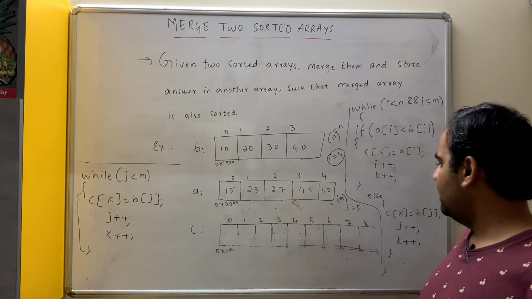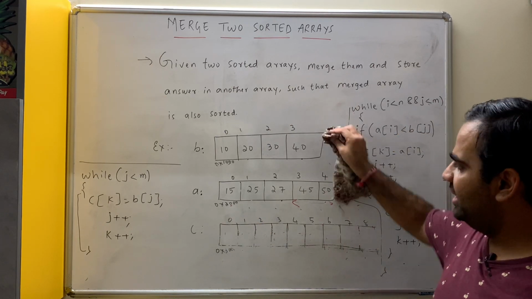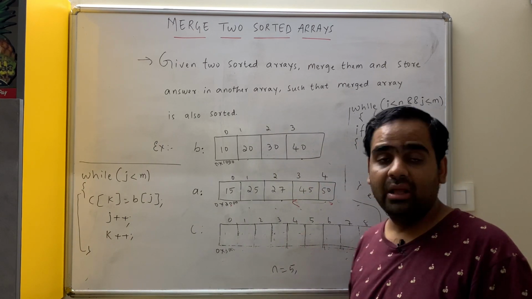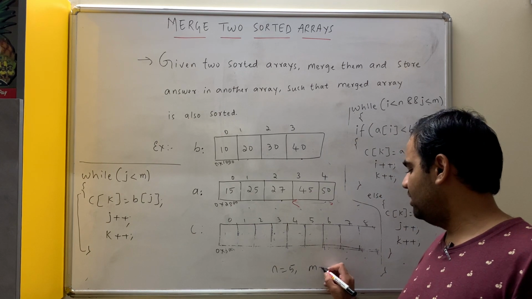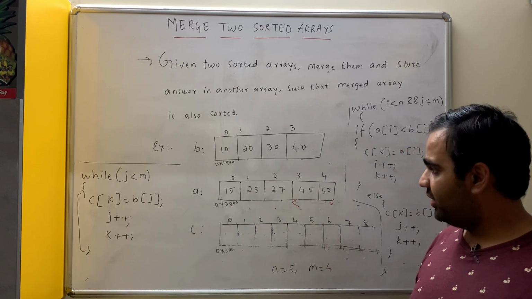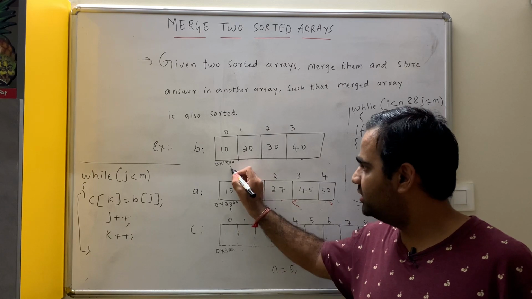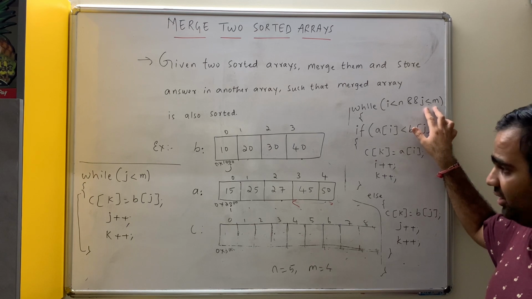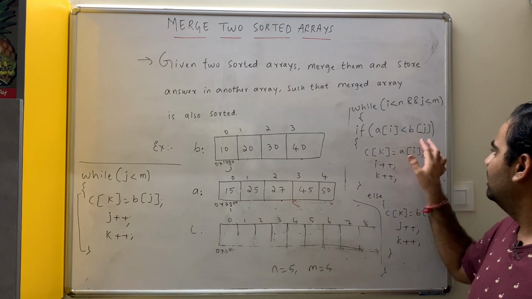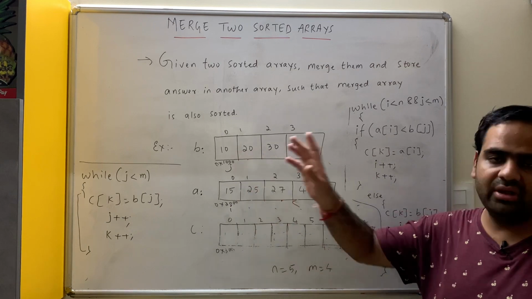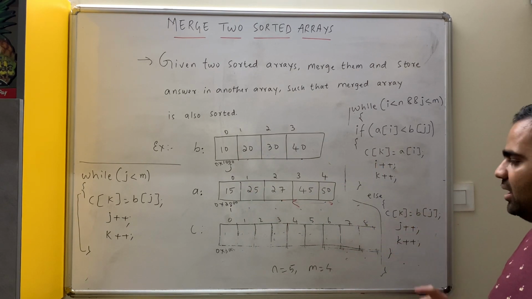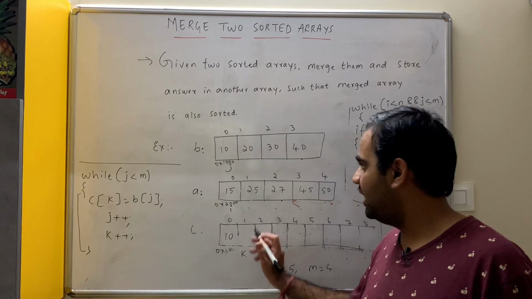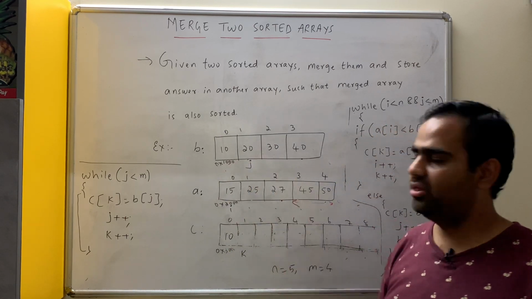Let's see again. Now tell me one thing. n represents the size of array A. What is the value of n? The value of n is 5. m represents the size of array B. What is the value of m? It is 4. Now initially i is over here and j is over here. Now compare. i less than n, j less than m. Yes, A of i is 15, B of j is 10. 15 less than 10. No sir. Execute the else part. C of k is equal to B of j, which is 10, and you say k plus plus, k points here, j plus plus, j points here.